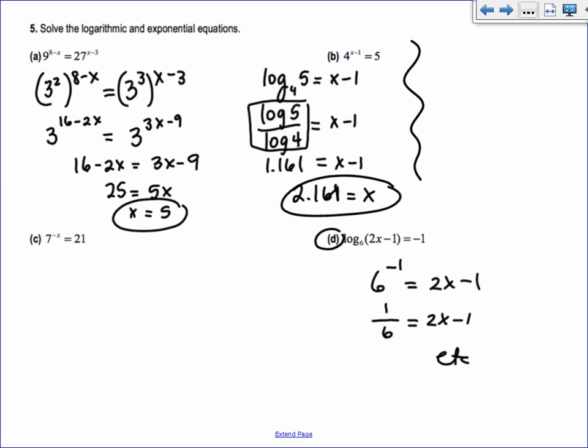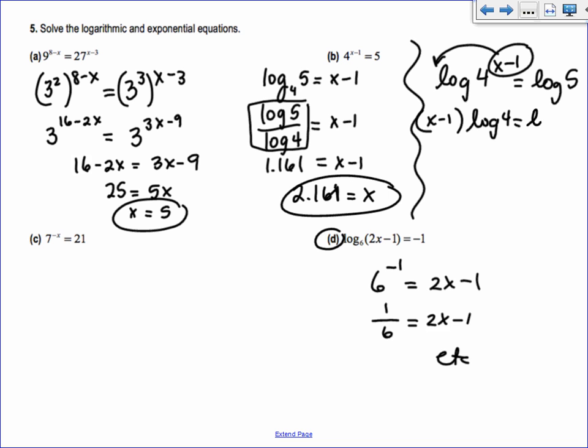All right, what's the other way you could do B? You could just do log of both sides. As long as you're doing the same thing on both sides of the equation, it's fine. Pull the power to the front. Equals log of 5. And then divide by log of 4. Do you guys see how it's exactly the same as switching originally and doing the change of base?